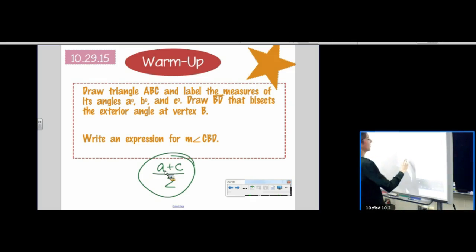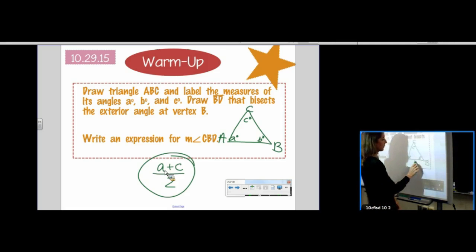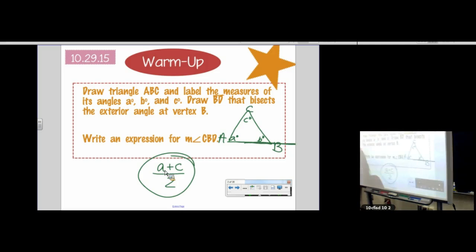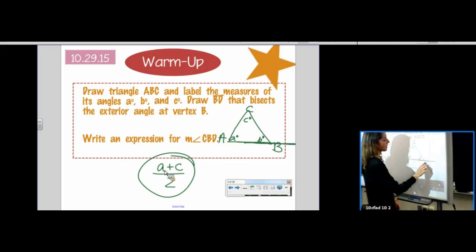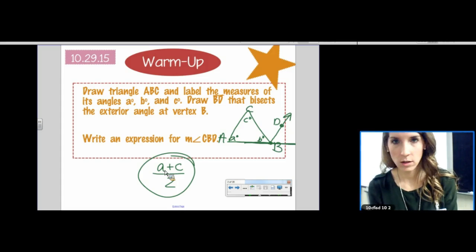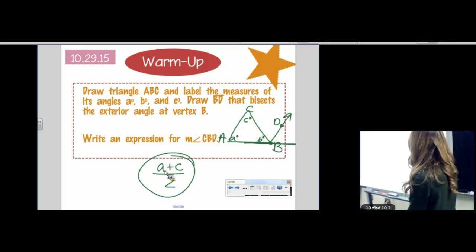Okay, so if we drew a picture, triangle ABC with A, B, and C, and then it says that ray BD bisects the exterior angle at vertex B. So ray BD bisects the exterior angle at B. So if it bisects, I have arc, arc.